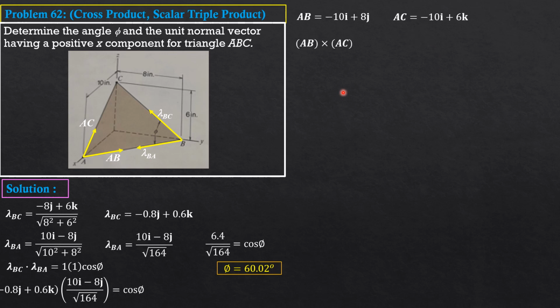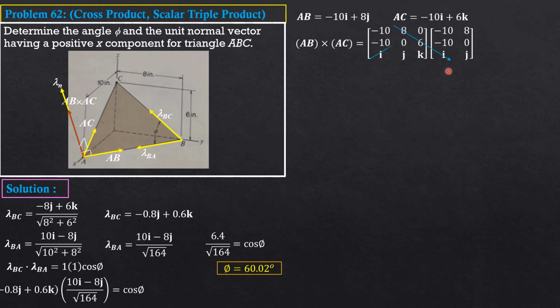Then obtain the cross product. So components of AB, components of AC, ijk unit vectors, copy the first two column elements. Then expand. So 8 times 6, 48i minus 0. So that's AB cross AC. And after we get that, we derive the normal vector, which is AB cross AC divided by the magnitude of this resulting vector.